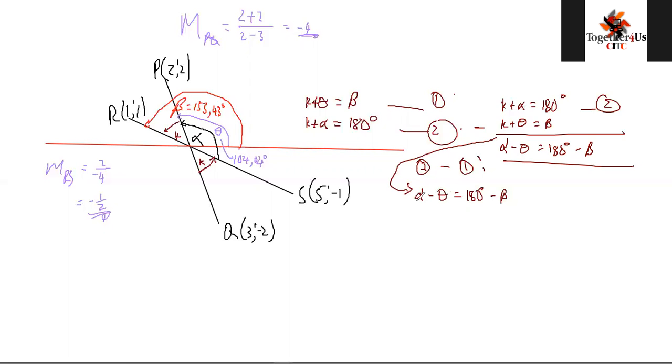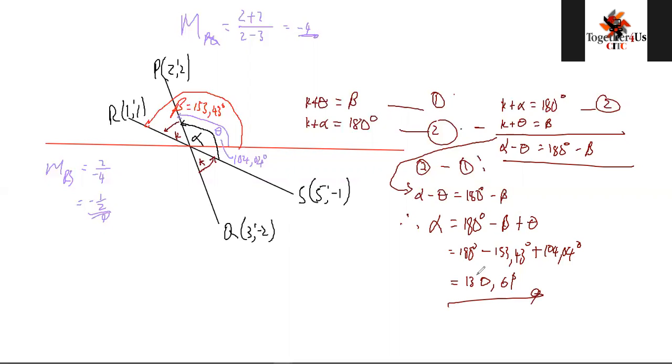Now, I'm looking for alpha. Do I know theta? Yes. Do I know beta? Yes. So therefore, alpha is 180 minus beta plus theta, which is 180 minus 153.43 plus 104.04 degrees. And this, of course, will wrap up to 130.61 degrees. That's one way to look at it, which is very simple.